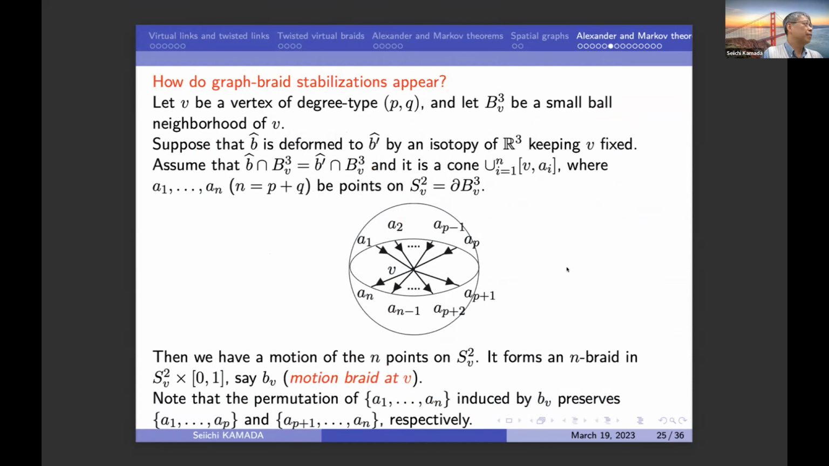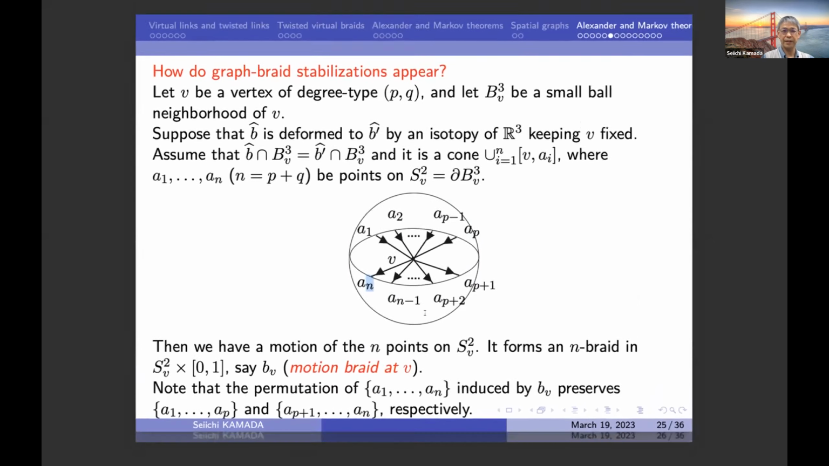Maybe I will skip the details. If we look at the vertex, and we move a graph braid by isotopy, then around this vertex V the endpoints move on a small ball. In this picture, A1 to Ap are on the incoming edges, and these points are on the outgoing edges. After moving and coming back to the same position, we have a permutation of these points A1 to Ap on the sphere. That is called the motion braid at V.